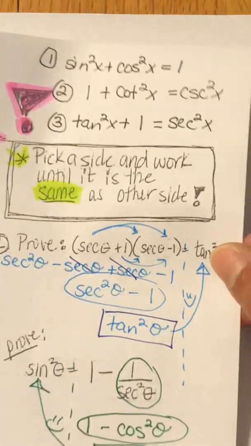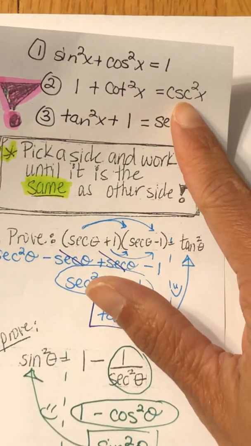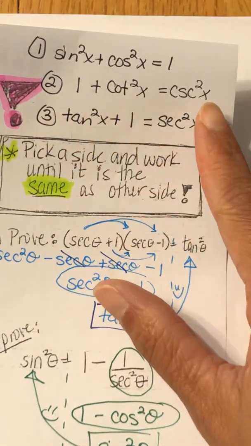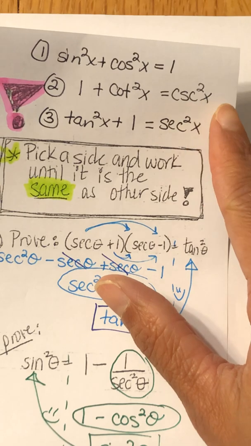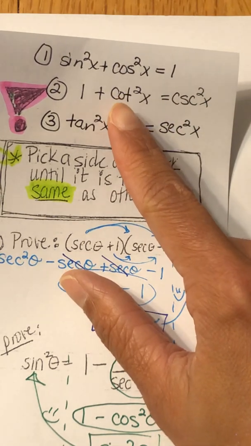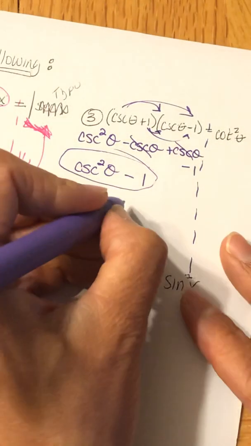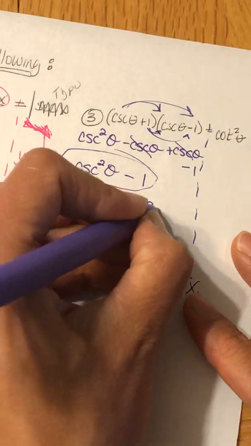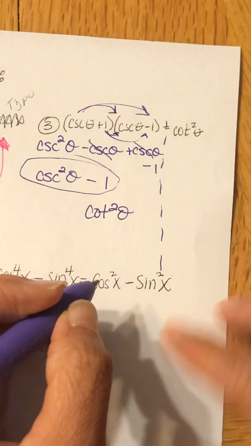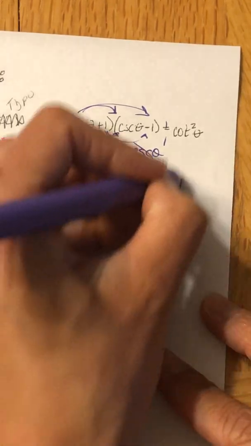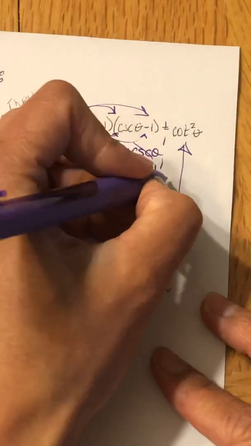So cosecant squared theta minus 1. There's cosecant squared, and if I subtract 1, I'll get cosecant squared x minus 1, and it'll equal cotangent squared x. So that's what I can replace it with. So this becomes cotangent squared theta. And hey, that's all I needed. And now it matches. Woohoo!